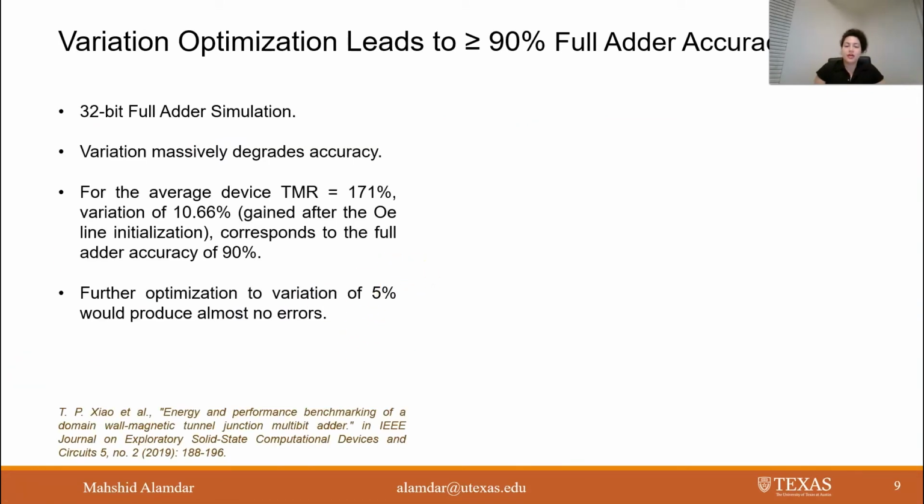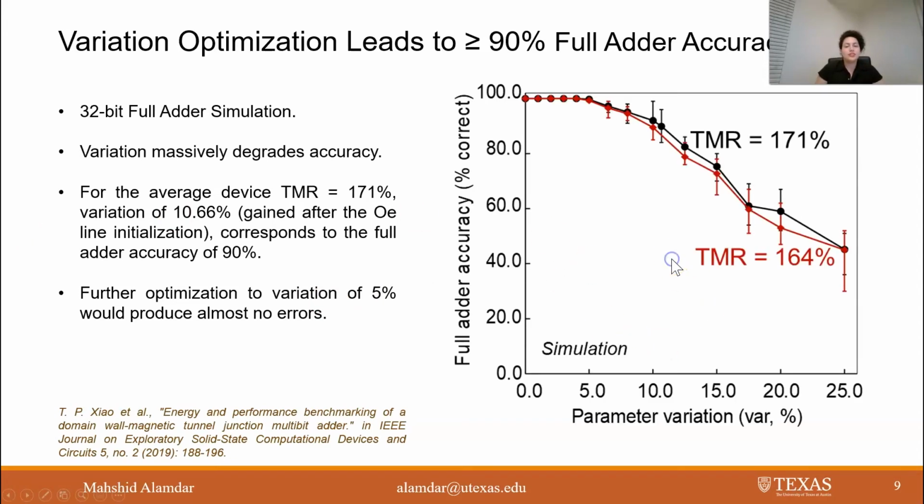Device success depends on viability in a functional circuit. We have simulated a domain wall MTJ 32-bit full adder, and in this simulation, parameter variation is increased from 0 to 25%, and the full adder accuracy is calculated and shown here. Two TMR values are used here, the average device TMR of 171% and a lower TMR of 164%, to show how TMR variation affects the overall accuracy. In general, variation massively degrades the full adder accuracy.